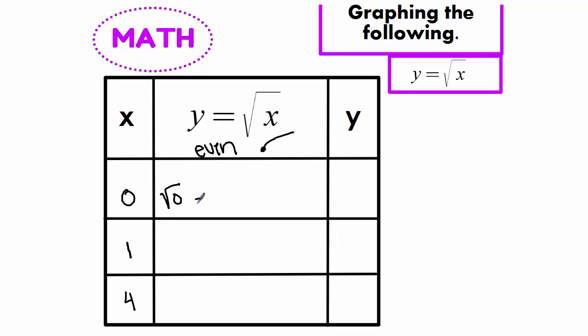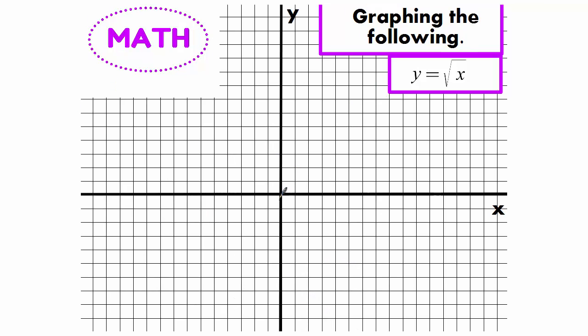So square root of 0 is 0, so my y value is 0. For 1, square root of 1 is 1, so my y value is 1. For 4, square root of 4 is 2, so my y value is 2. So I have these points that I'm going to plot on my graph. So we go ahead and plot the points. We have one at (0, 0), (1, 1), and (4, 2). And since it was even, we know it's going to follow a curve, and that this right here is going to be our endpoint because it's an even function, so it has an endpoint.